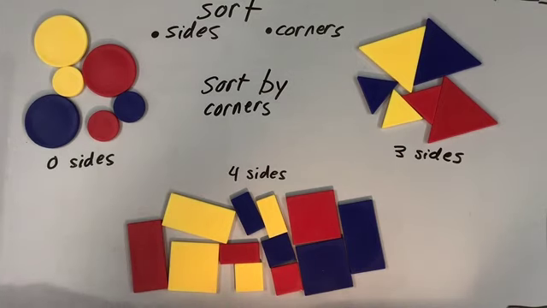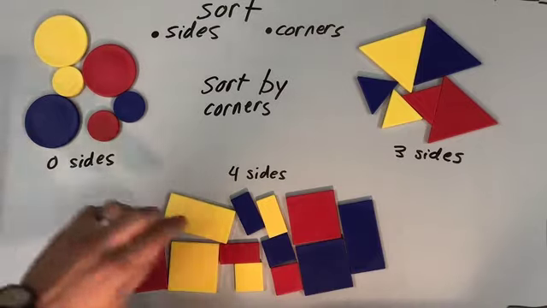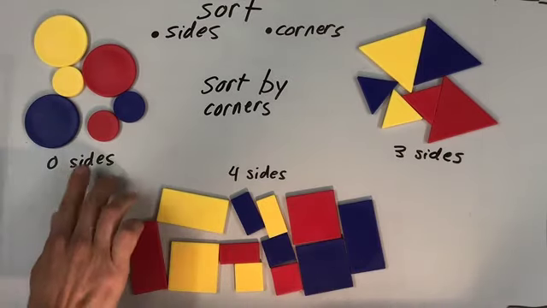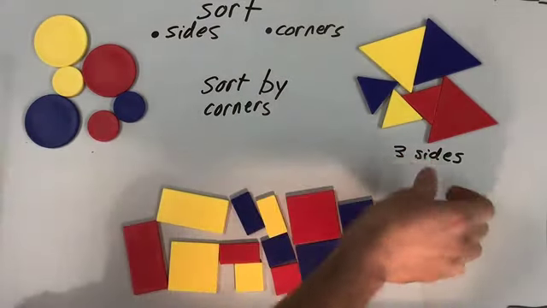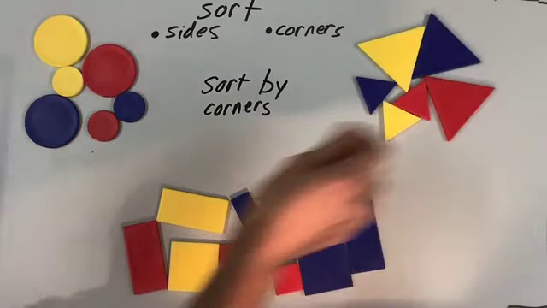Do I have to change my groups at all? Think about my question for a minute. Do I have to change my groups? I don't have to change my groups at all because it's still the same defining attributes for each of these shapes. So let's erase this because that's old. That's the sides. So now let's think about corners.